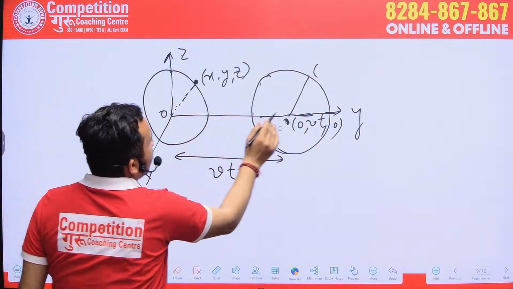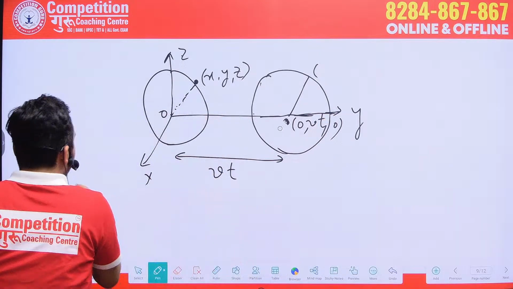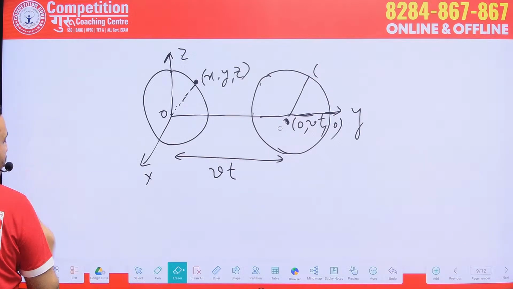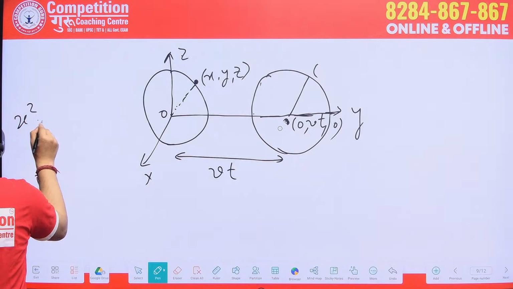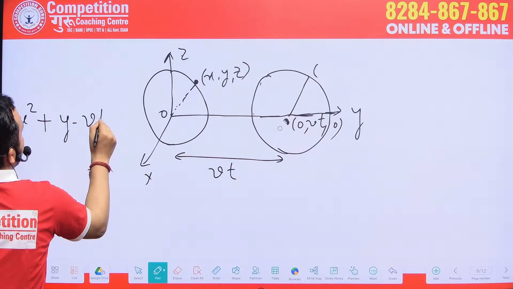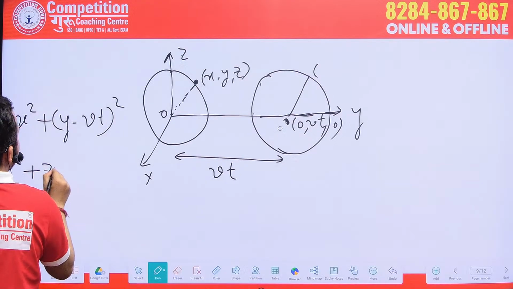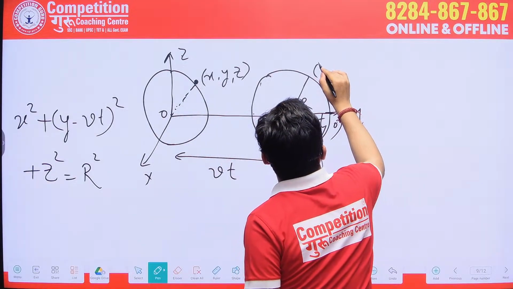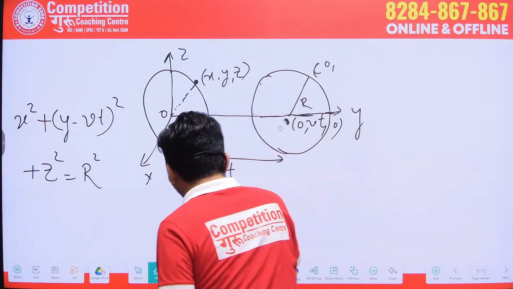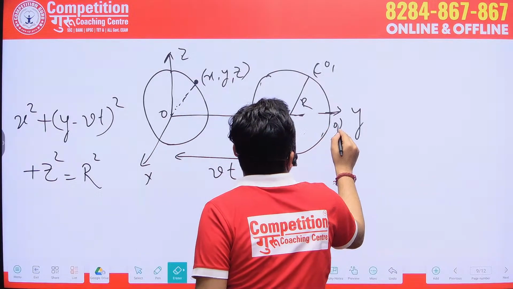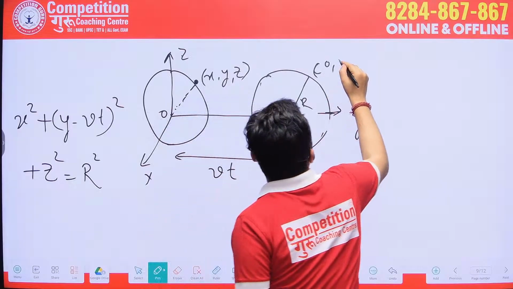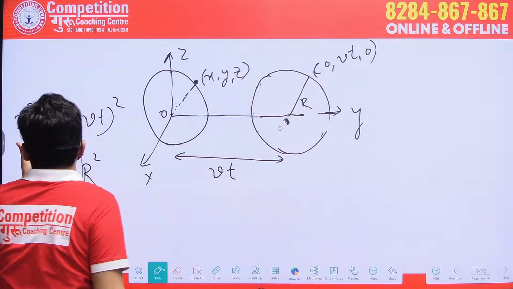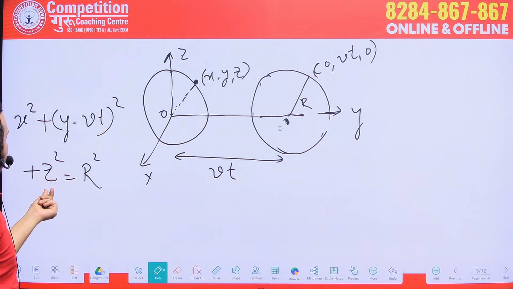Now if I have to write the coordinate of this point, because this particle is moving, after some time this particle reaches here. So the constraint equation will be x squared plus (y minus vt) squared plus z squared equal to r squared. Here this is r. The position at this point, I have written here, is 0, vt and 0. So x squared plus (y minus vt) squared plus z squared is equal to r squared.